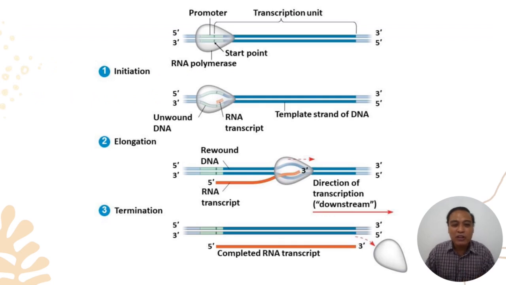But in summary, you can see here that initiation is simply the RNA polymerase attaching itself to the promoter sequence to start the transcription process. The elongation will produce the mRNA, and the termination will end the production of the mRNA sequence. So that's the whole overview of the transcription process. Let's now go into the details.